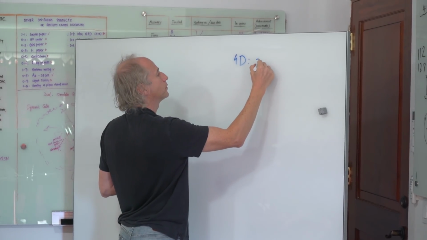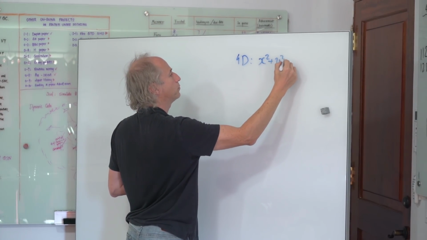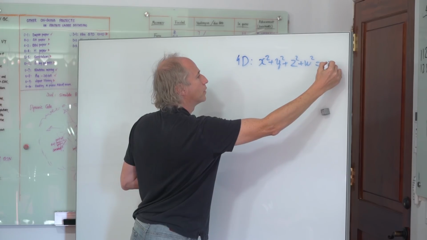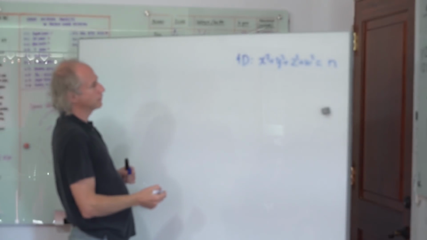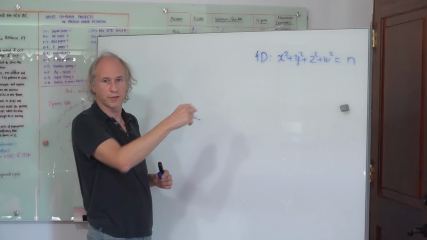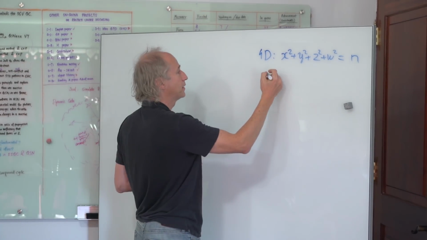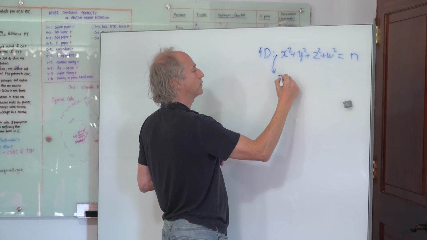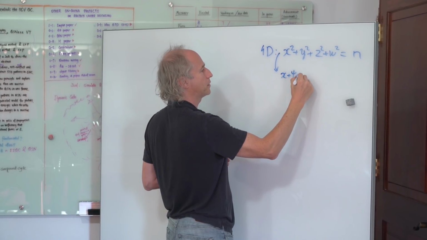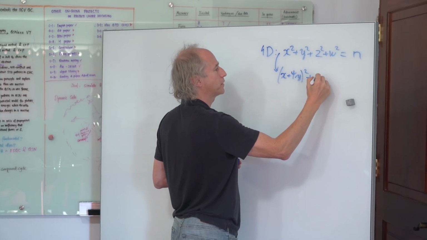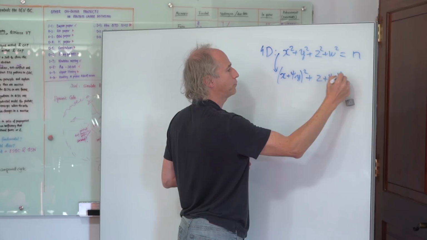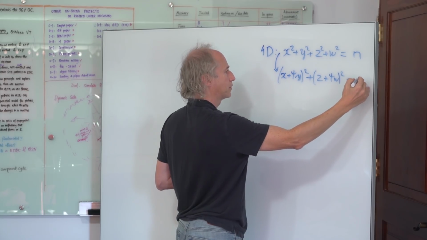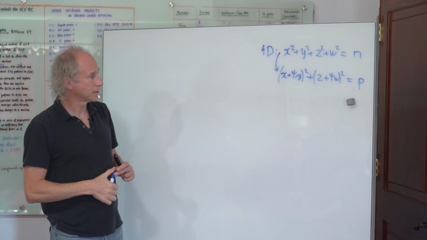Yeah, 4D. So my equation is x² + y² + z² + w² = n, for example. So this is the equation of a sphere in four-dimensional Euclidean space. And then we will go to an algebraic space here where it's (x + ψy)² + (z + ψw)² equals also something.